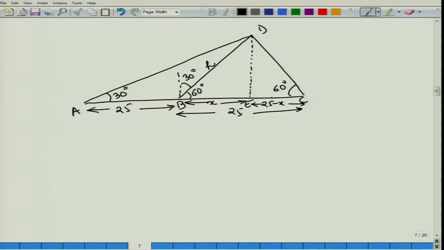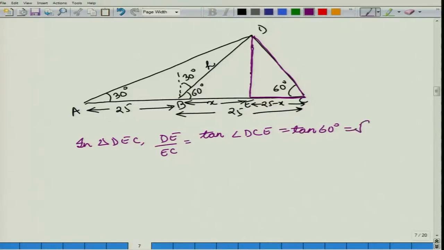Now in triangle DEC we have DE upon EC, that is the perpendicular upon the base, is equal to tan of angle DCE, which is tan 60 degrees, that we know to be root 3. So now we can figure out that, putting this on the other side, EC is equal to DE upon root 3. Now let us calculate for another triangle.